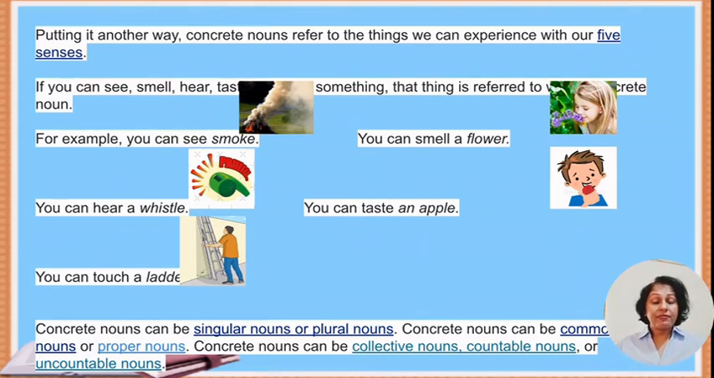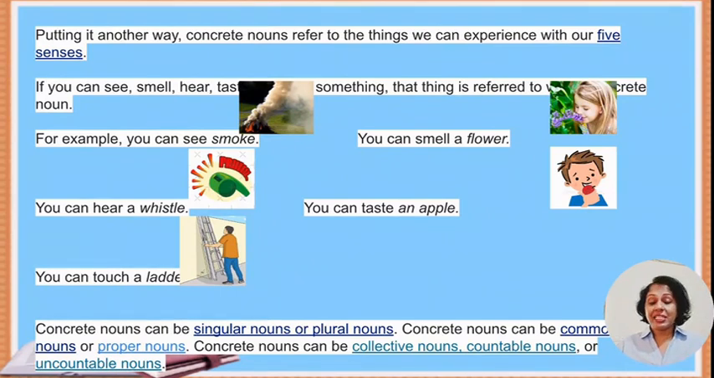You can smell a flower. For example, if you take a rose or a lily and smell it, you can smell the flower, right? So that's a concrete noun. You can hear a whistle when your PE teacher in the playground whistles, you hear it. So that's a concrete noun.